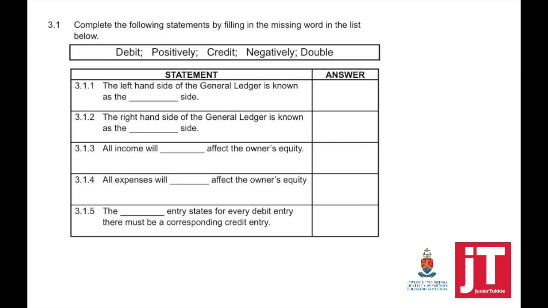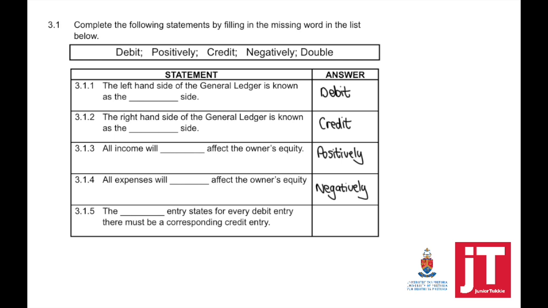Question 3.1. Complete the following statements by filling in the missing words in the list below. Number 1: the left-hand side of the general ledger is known as the debit side. The right-hand side of the general ledger is known as the credit side. Number 3: all income will positively affect the owner's equity. All expenses will negatively affect the owner's equity.